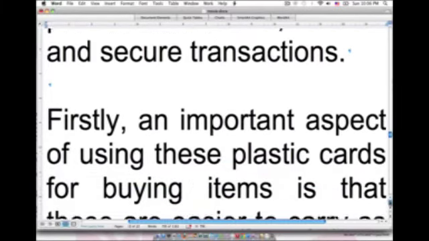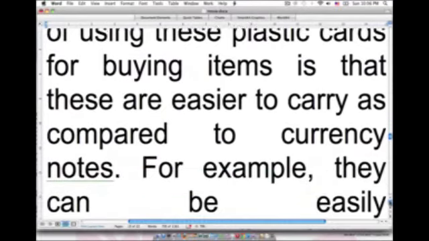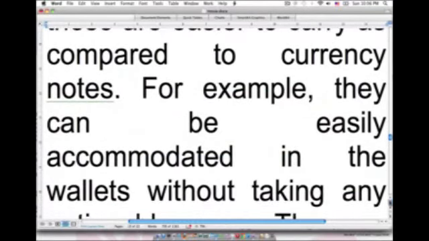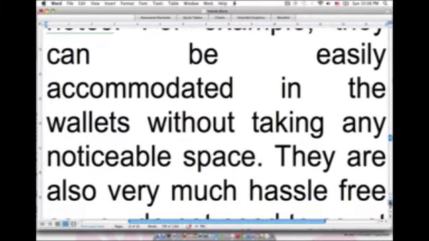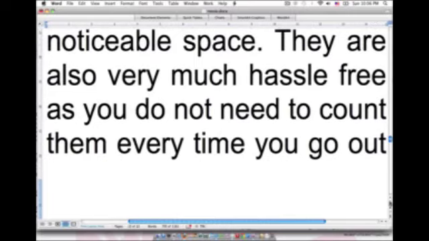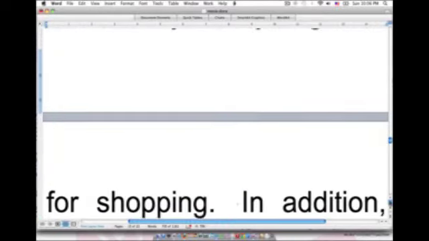Firstly, an important aspect of using these plastic cards for buying items is that these are easier to carry as compared to currency notes. For example, they can be easily accommodated in the wallets without taking any noticeable space. They are also very much hassle-free, as you do not need to count them every time you go out for shopping.